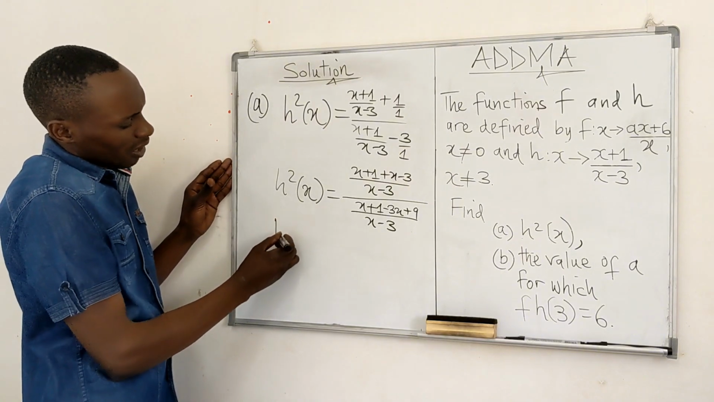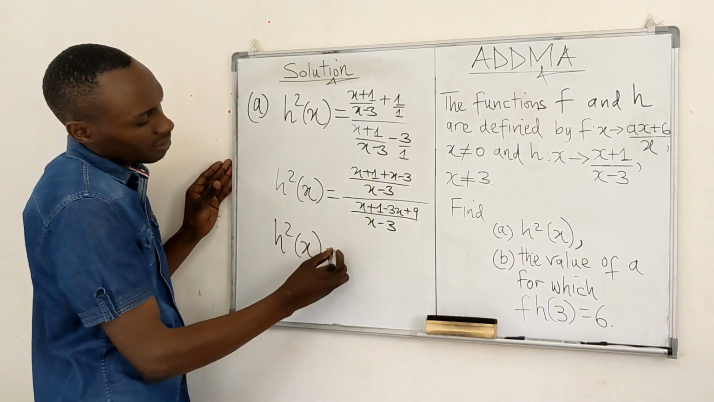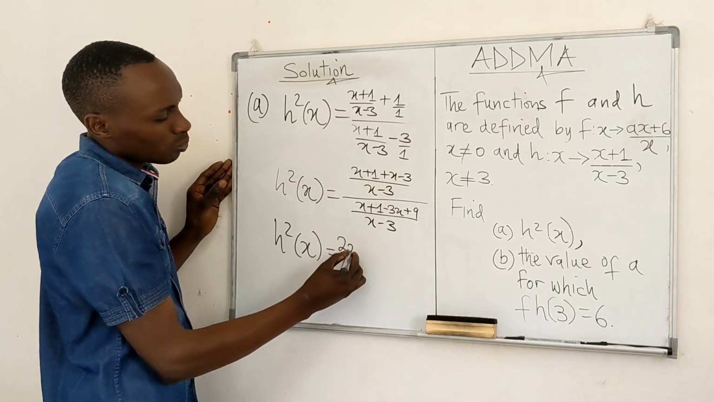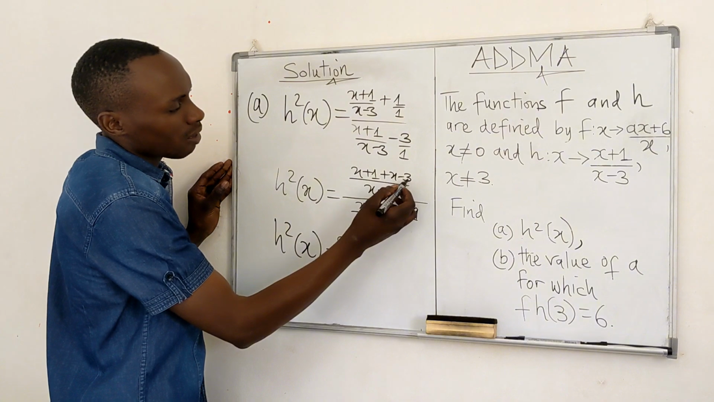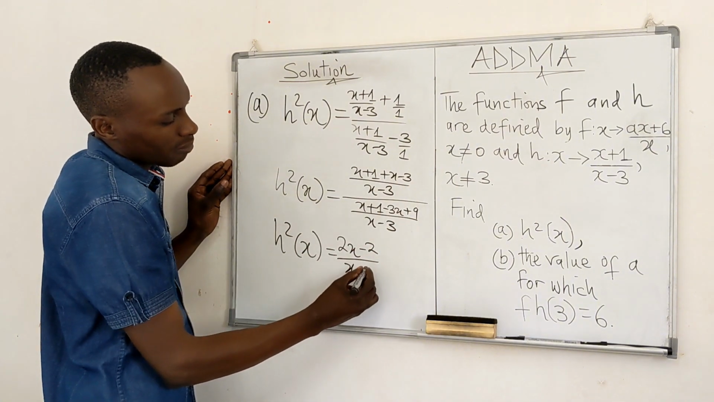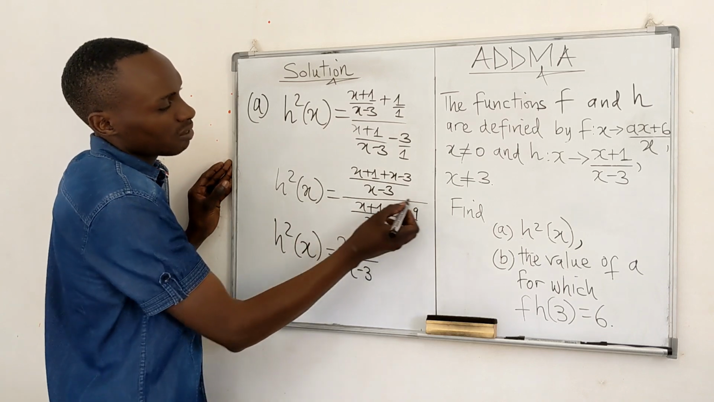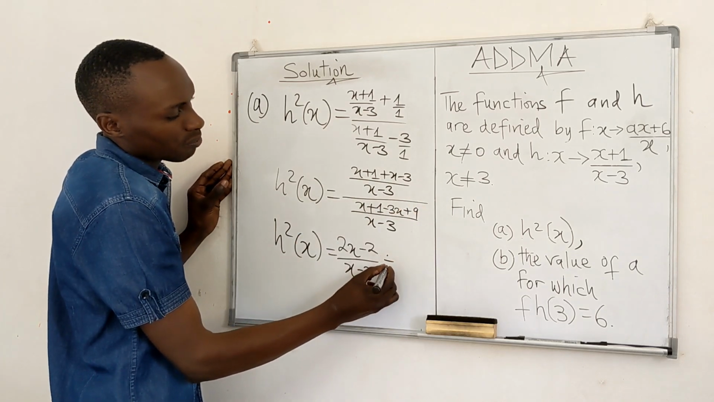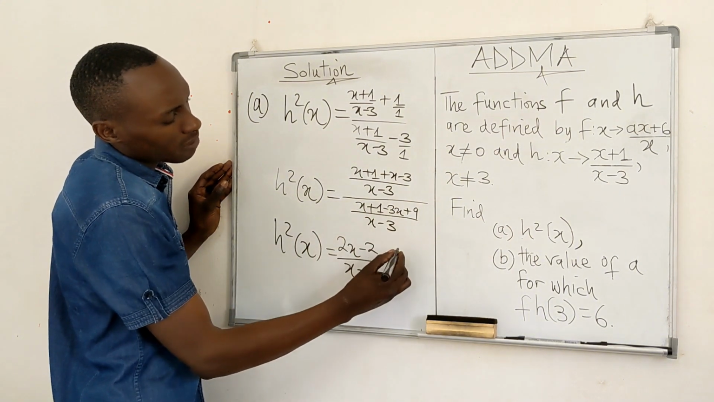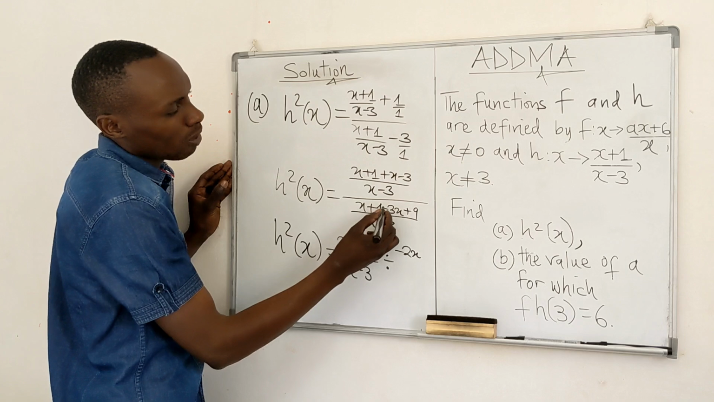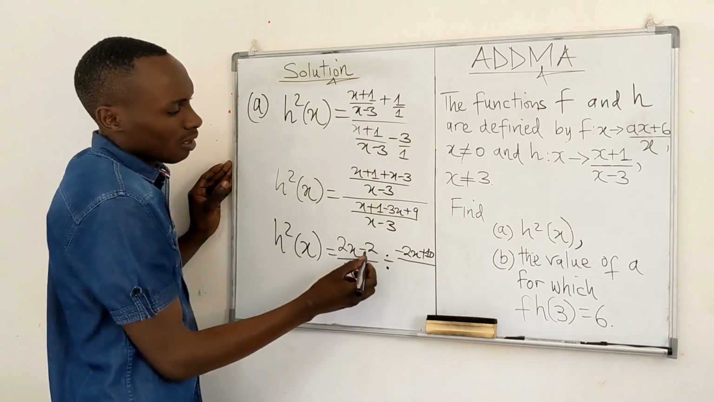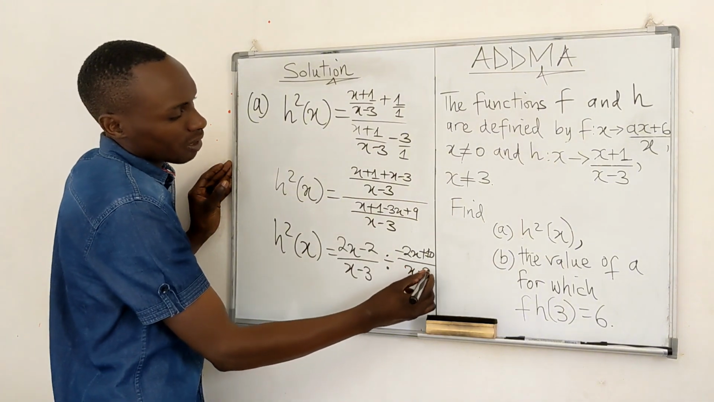Then h squared of x is equal to, we can just simplify what we have here. x plus x gives 2x. 1 minus 3, this gives minus 2, then over x - 3, then this is a division, so divide by. Then here below, x minus 3x, this gives negative 2x. Then 1 plus 9, this gives 10. Then over x - 3.